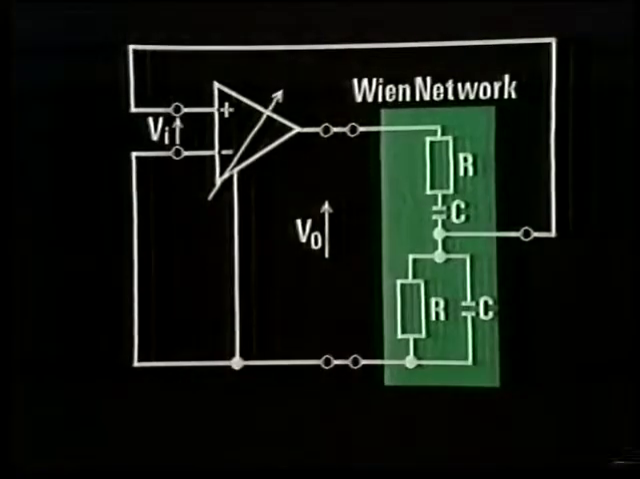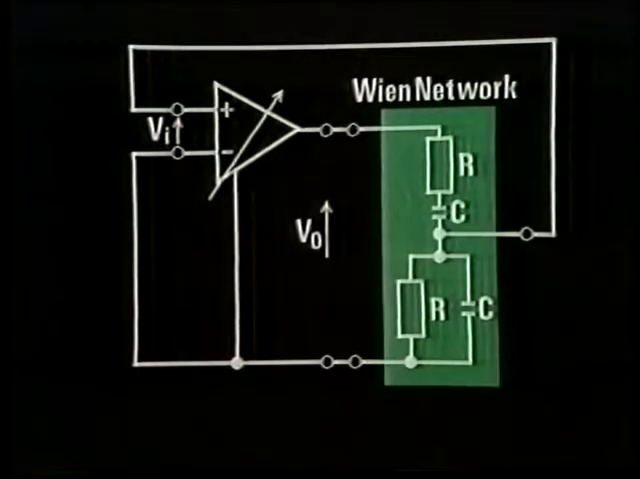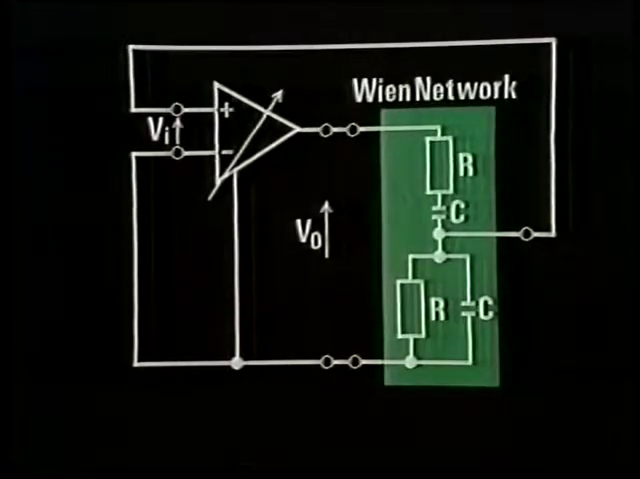Well, I hope you've managed to do the home experiment on the Wien oscillator. Let me briefly describe the circuit. There is a feedback network called a Wien network. It has 2 resistors and 2 capacitors and is a form of potential divider. Its output provides the feedback which goes to the non-inverting input of the amplifier.